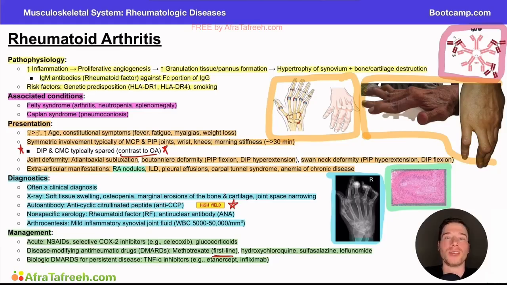So this includes a variety of things such as anti-inflammatories as well as disease-modifying antirheumatic drugs, particularly methotrexate as the first line. If this doesn't work, we have some backup options as well. And so these are some of the really key points that they like to ask you about on test day.